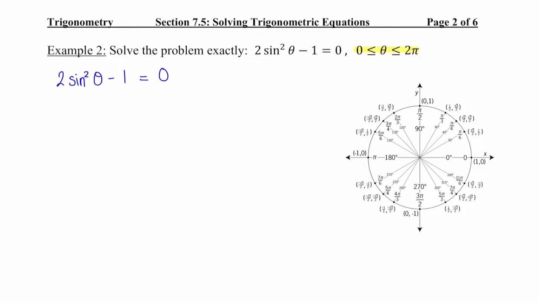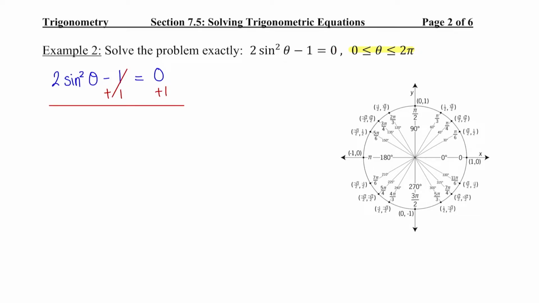Whenever I'm having a trigonometric equation, I will try my best to solve for this trigonometric function here. In other words, I try to isolate the trig function. I want to have sine of theta on one side, and everything else on the other side. So what I'm going to do first is add 1 to both sides. I'll have 2 sine squared theta equals 1. Then I am going to divide both sides by 2. I'll end up with sine squared theta equals 1/2.